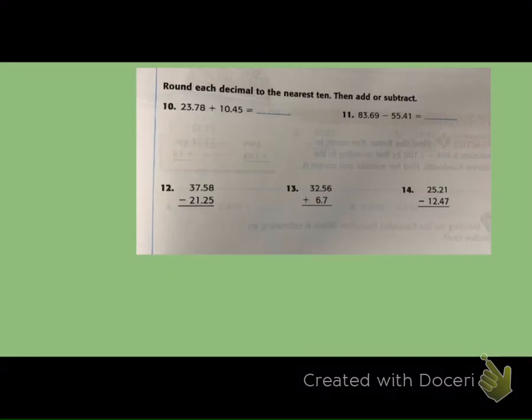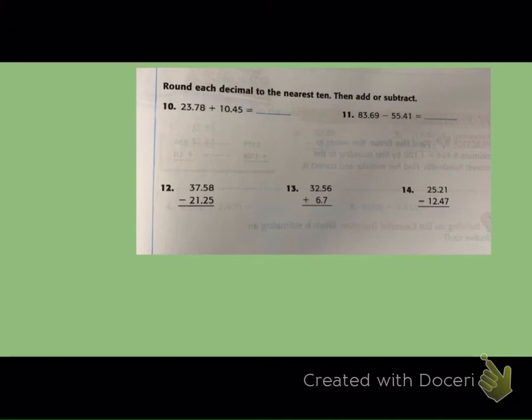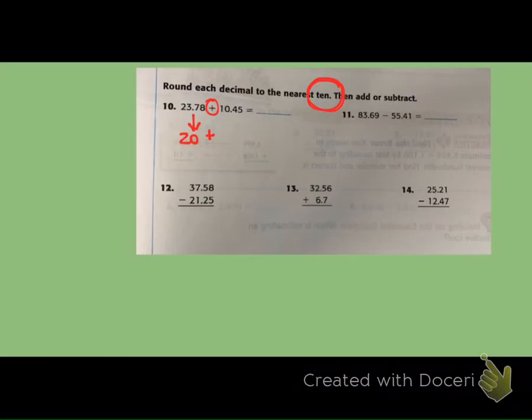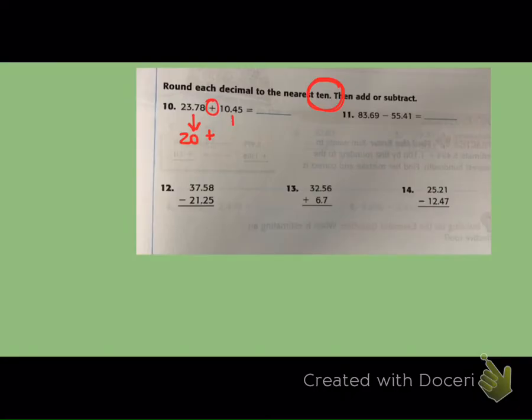Okay guys, let's go ahead and round these. Again, we're rounding to the nearest 10. So, this one here becomes 20. We are adding. Always make sure you are paying attention to the sign. This one gets rounded to 10. So 10 plus 20 is 30 is our first answer. Next one.